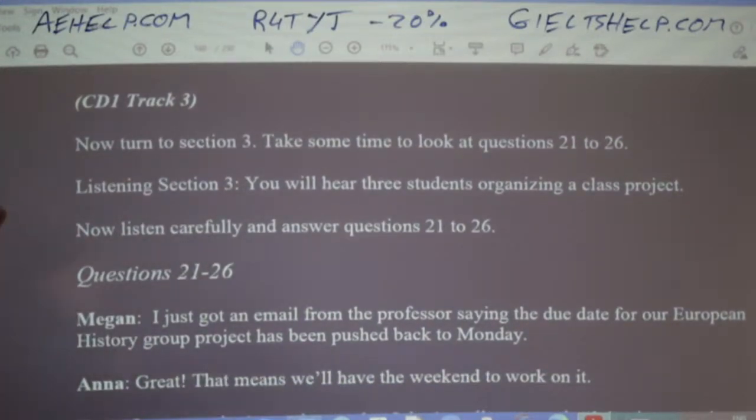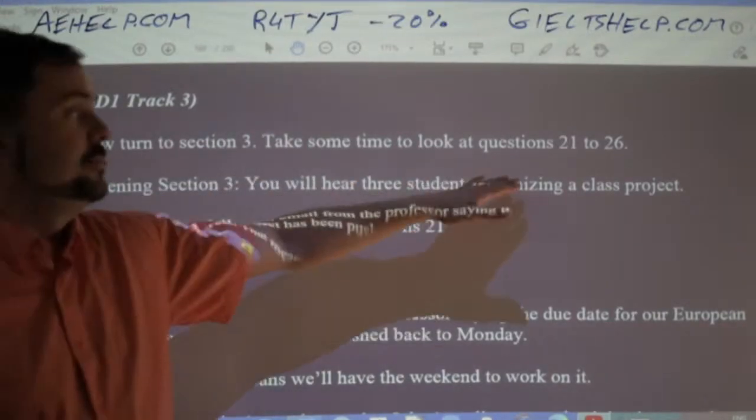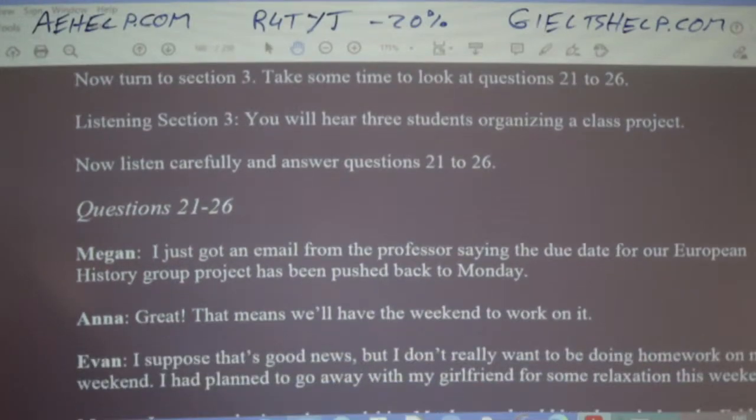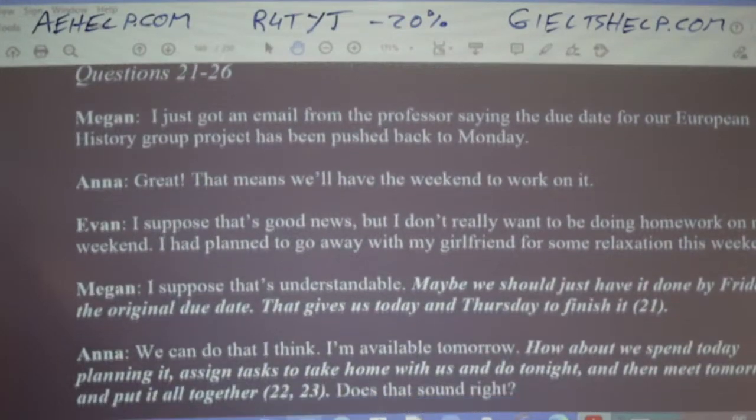All right, and starting even with the instructions. So now turn to section 3. Take some time to look at questions 21 to 26.